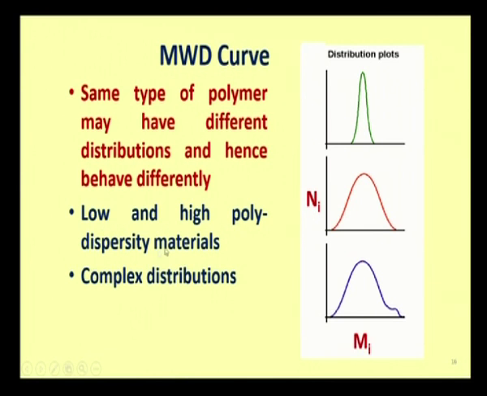You might have low and high polydispersity materials. This is a low polydispersity sample. Second curve represents a high dispersity sample. The third curve represents a complex distribution. That means you have a broader distribution, but at the same time a small number of molecules have greater molecular weight. This region is higher. So, you may have more and more types of complexity present in a given sample. If you draw the curve and analyze, you can get a fair idea about the performance or the properties or the behavior of such materials, how they will be doing in the service life.